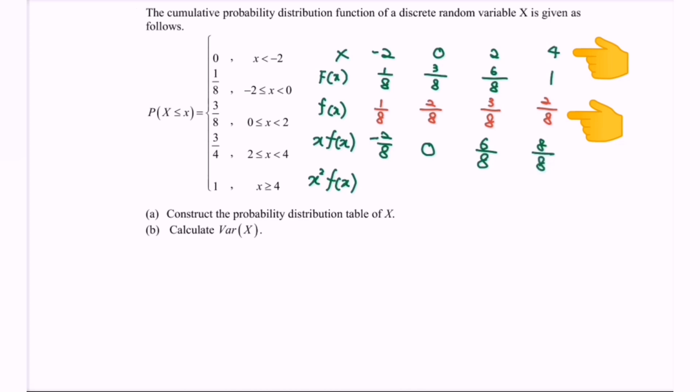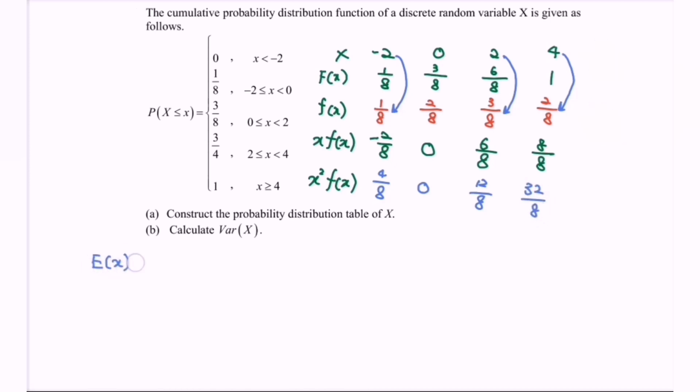As for x square multiplied with f(x), we have to square the negative 2, so it becomes 4. Then only multiply with this part, so we have 4 over 8. Then we have 0. Continue. We have 2 squared, which is equal to 4, and then multiply with this part, we have 12 over 8. Finally, we have 4 squared, which is equal to 16. 16 multiplied with this part, we have 32 over 8.